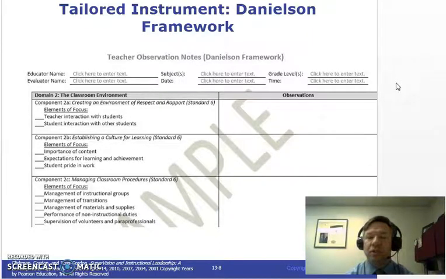This is just an excerpt of the Danielson framework because it has specifics here: the elements of focus, teacher interaction, importance of content, establishing a culture for learning, managing the classroom. And so the majority of the systems around the state are using some variation of Danielson. So that really is similar to the questionnaire, a focused questionnaire, or a tailored system, because it really is having the observer zoom in on specific components and attributes in a lesson.